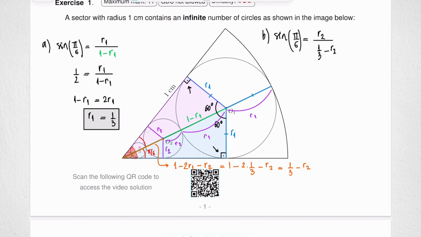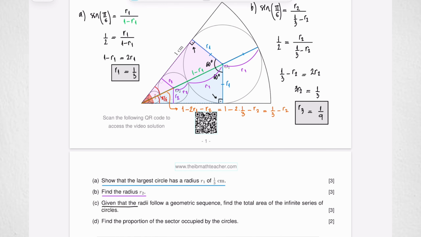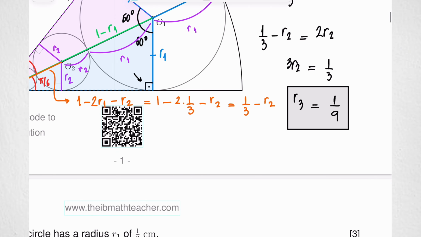So we have our sine of 30 degrees, or sine of pi over 6, as the opposite side over the hypotenuse. So 1/2 is equal to r2 over 1/3 minus r2. So we have 1/3 minus r2 equal to 2 r2. So 3 r2 is 1/3. That means that r2 is 1 over 9. Now it is given to us that the radii follow a geometric sequence, which means, and by the way, I don't know what this 3 is doing here.